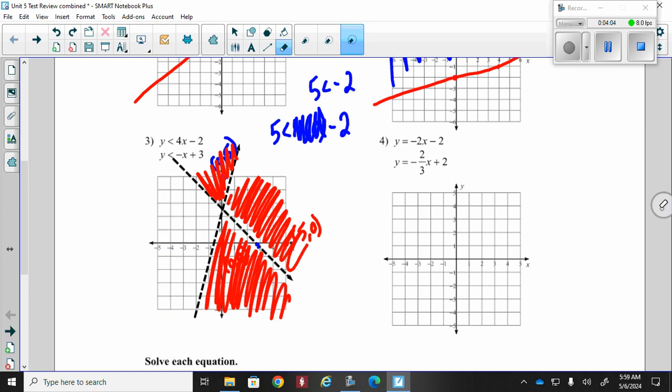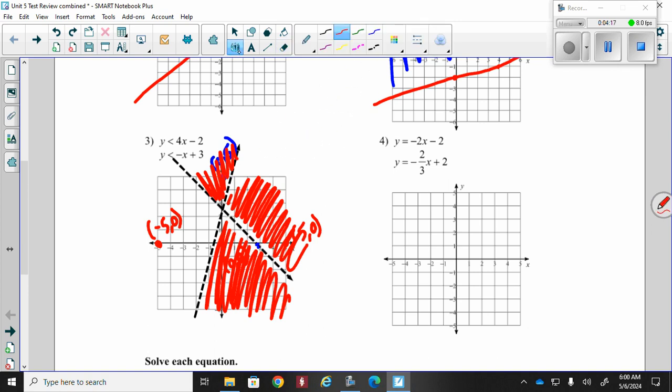But let's just choose a point. Again, I like to choose negative 5, 0. Let's see what we got here. Now, if I did everything correctly, it should be that point, but let's try it. So 0 is less than 4 times negative 5 minus 2. Well, that'll be 0 is less than negative 22. Well, that's a false statement too. So I must have messed up somewhere. Pause for a second.